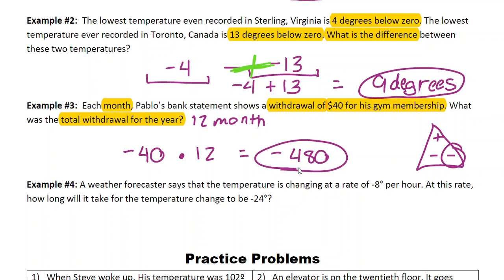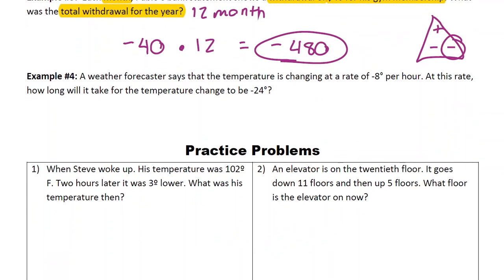All right, last example that we're going to do together. A weather forecaster says the temperature is changing at a rate of negative 8 degrees per hour. At this rate, how long will it take the temperature change to be at negative 24? So we're going to highlight. I have negative 8 per hour. That means 1 hour it changes by negative 8. I want the total change to be negative 24. So I know that's all of the change together.